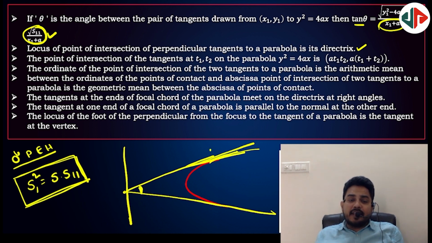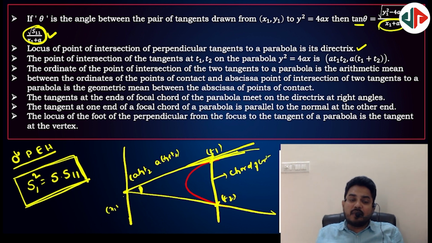Now, if this point is meeting at T1 and at T2, what is this point? The point of intersection of tangents at T1 and T2 will be A T1 T2, A into T1 plus T2. Now, joining these two, what we call the chord of contact. If this point is x1, y1, this chord of contact is S1 equal to 0.